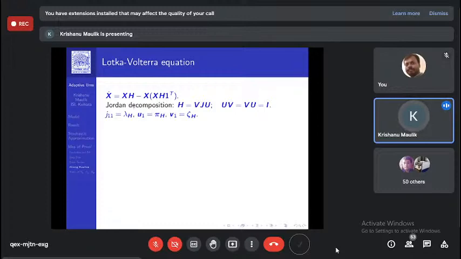We actually make two changes of variables. So look at, for H, the Jordan decomposition. H equal to VJU, where J, you may not be able to diagonalize it. So you have this Jordan matrix J, and then U and V are the Jordan vectors. So UV equal to VU equal to I. And lambda, the first entry of this Jordan matrix J, is this eigenvalue with the largest real part, the Perron Frobenius eigenvalue. And we know it's simple, so the corresponding Jordan block will be scalar. So J11 is lambda H.